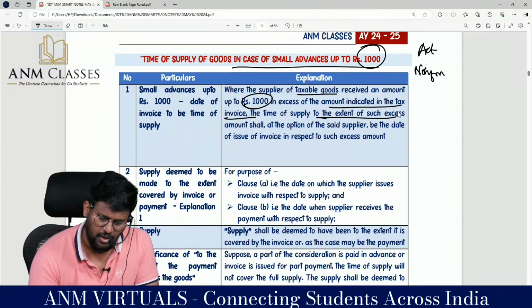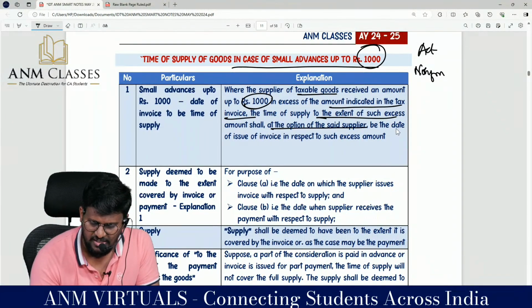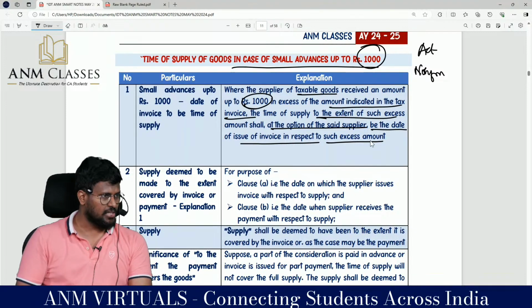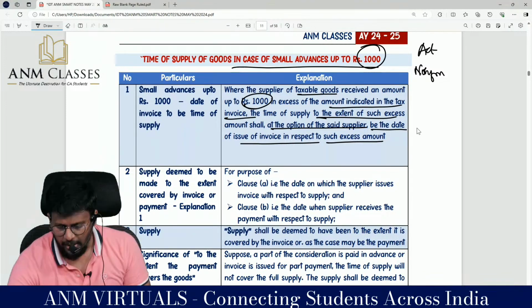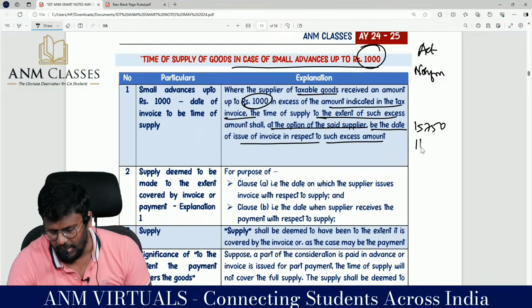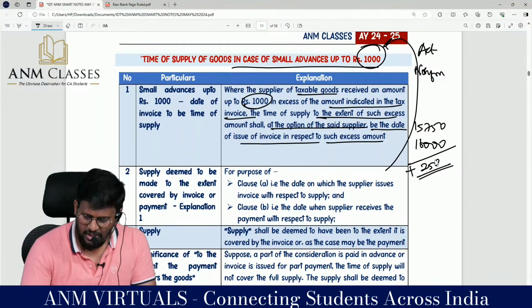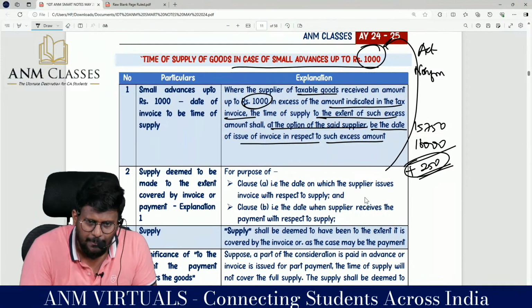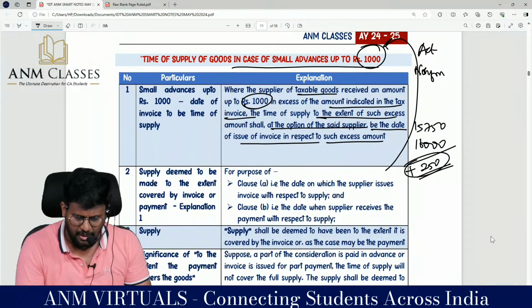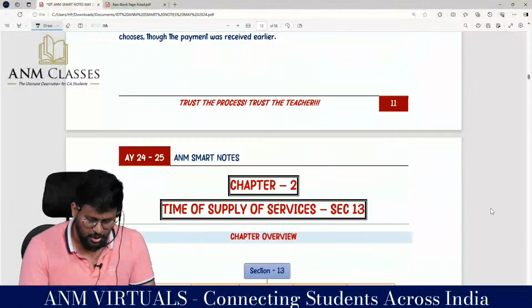time of supply to the extent of such excess amount shall, at the option of the said supplier, be the date of issue of invoice in respect of such excess amount, right? Yes. Now suppose I have to receive 15,750 and someone gives me 16,000 rupees, there is an advance of 250 which is within 1000. For this 250, I need to pay GST only when I raise the invoice. Are you all really with me?